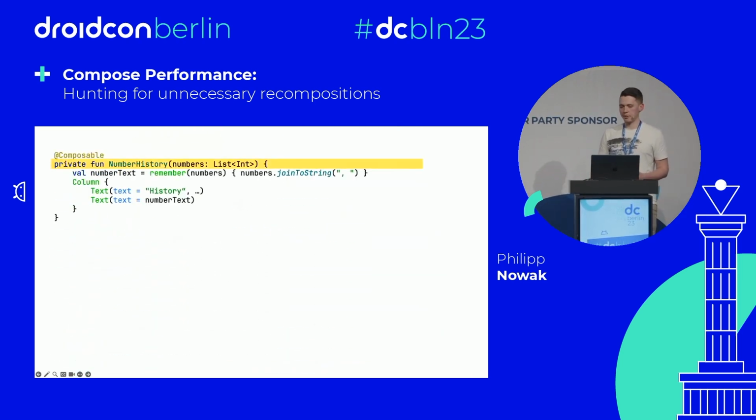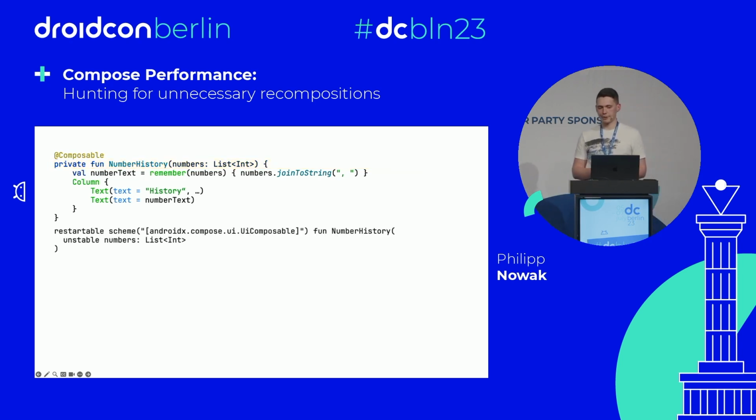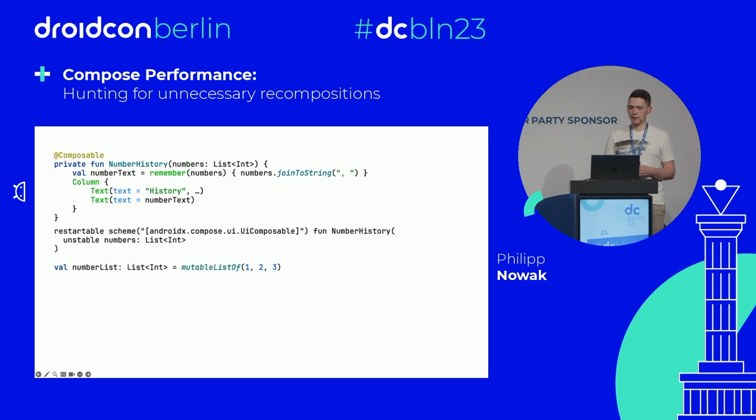The only parameter it takes is a list of integer. The compose compiler metrics report shows the following. Our input parameter is considered unstable. Now, you may ask yourself why a simple list of integer, which looks like it's immutable, is considered unstable. To give you an answer, let's see how we could define number list.